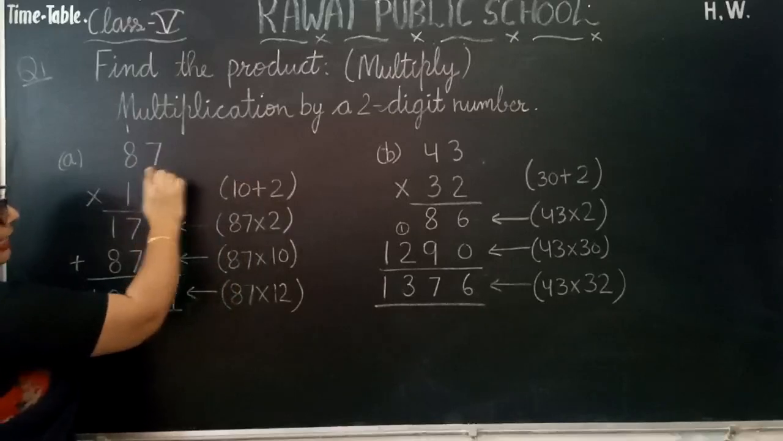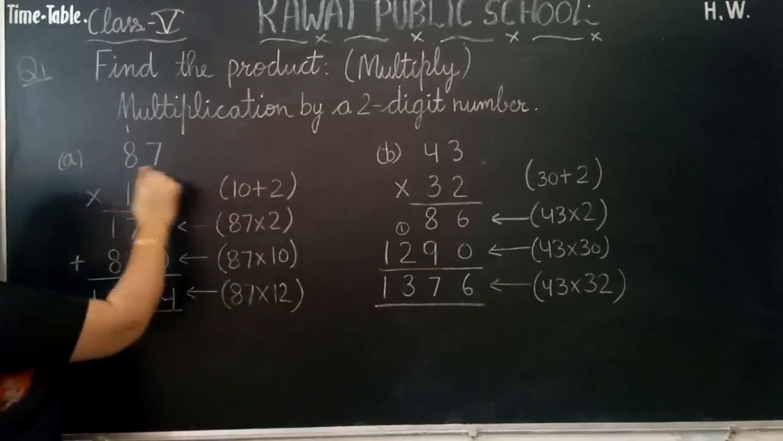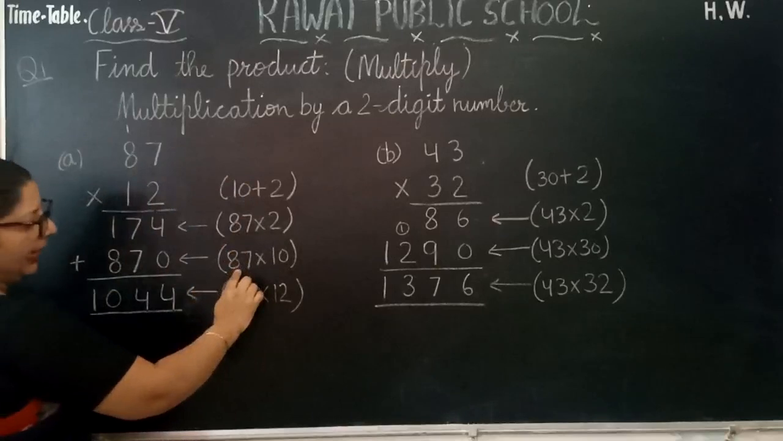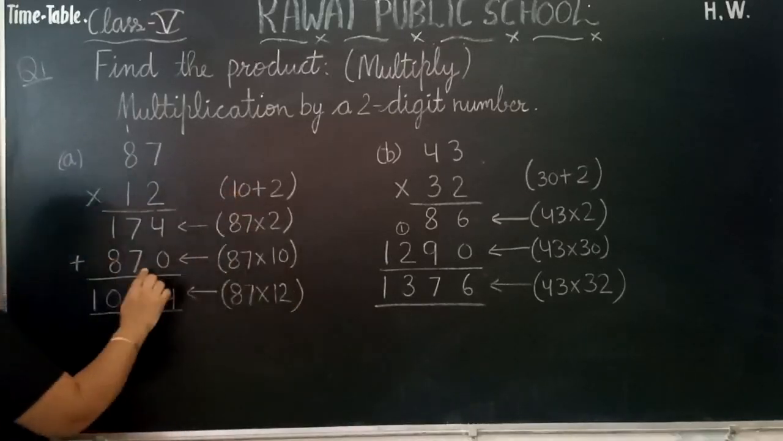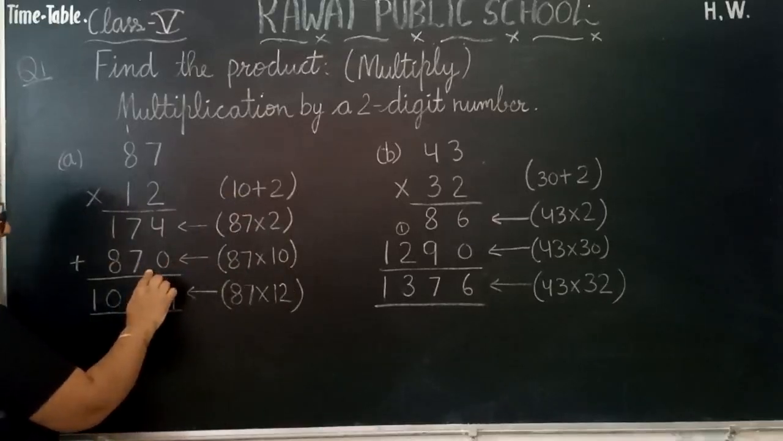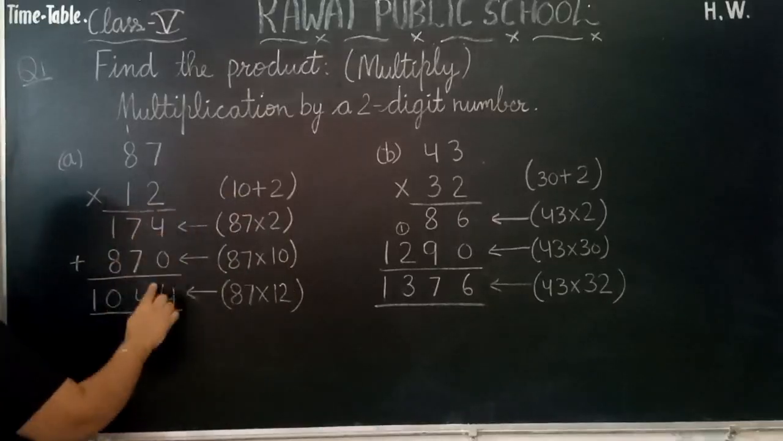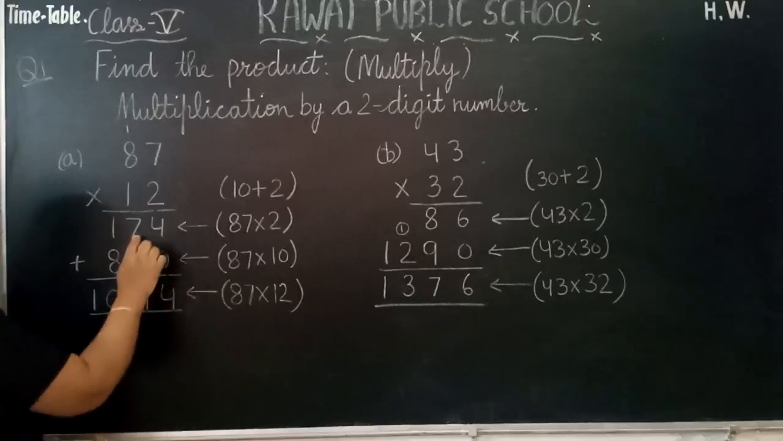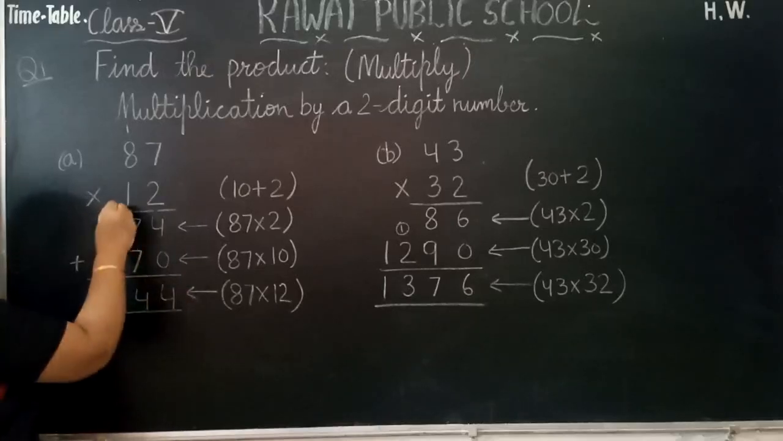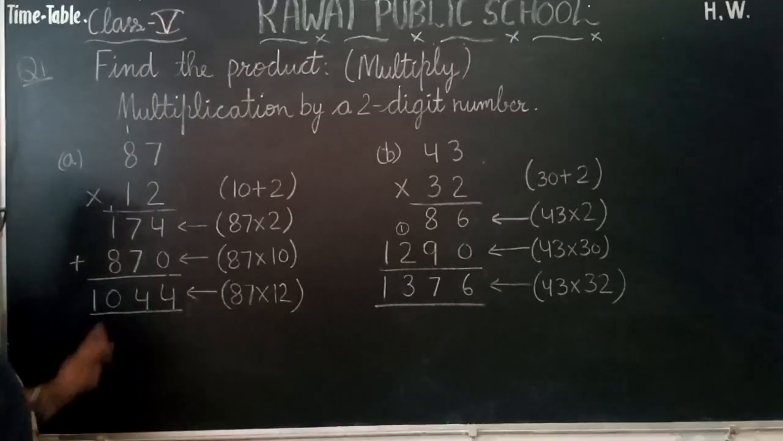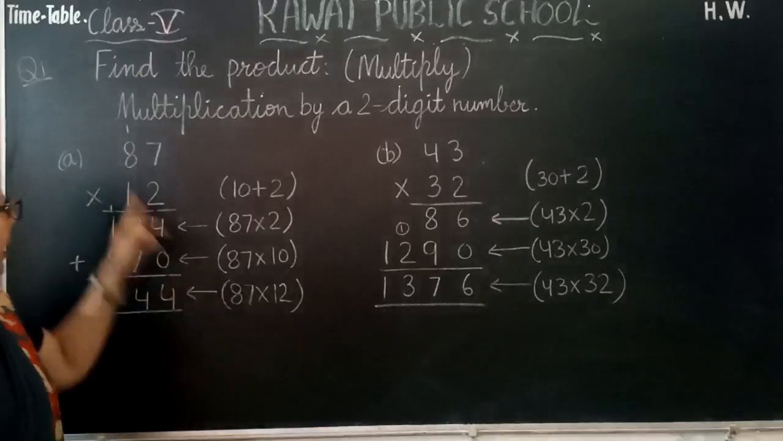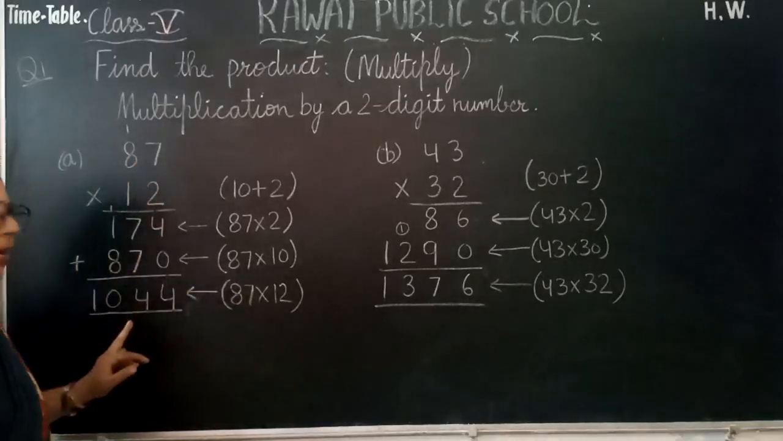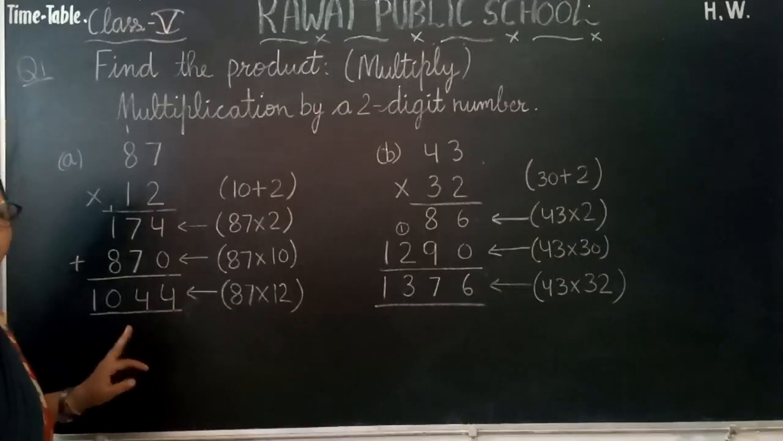First we multiply 87 by 2, then we multiply 87 by 10. So 87 multiplied by 10 is equal to 870. Now add these two products. 4 plus 0 is 4. 7 plus 7 is 14, carry 1. 8 plus 1 is 9, plus 1 carry is equal to 10. So our answer is 1044. So 87 multiplied by 12 is equal to 1044.